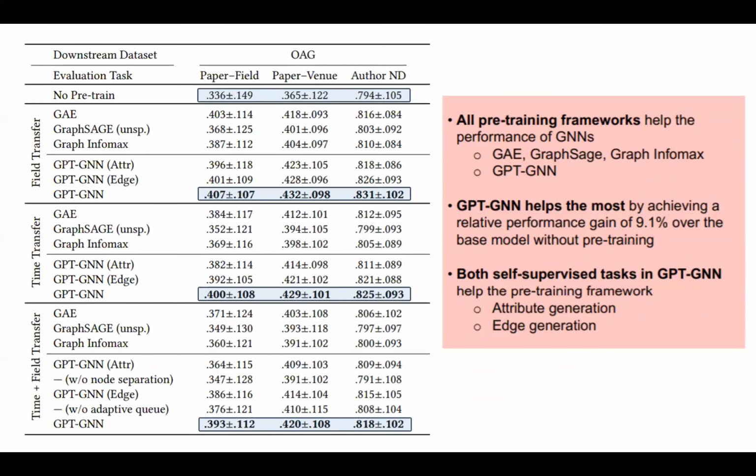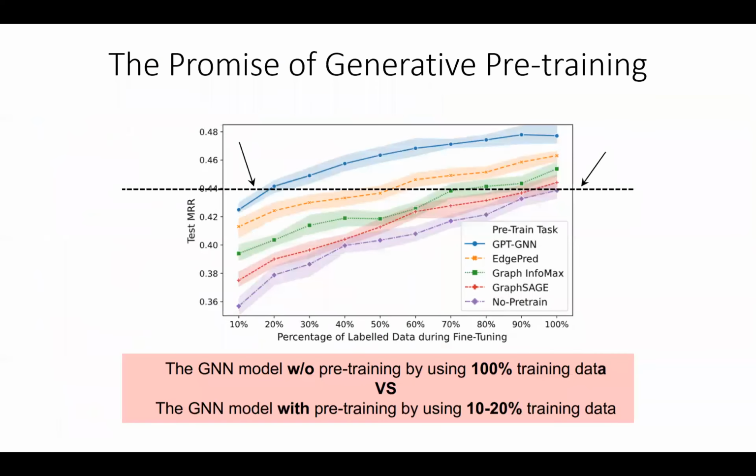Overall, our proposed GPT-GNN consistently enhances the downstream task performance and outperforms other baselines on the different settings, and it achieves a performance gain of 9.1%. The two generation tasks are both helpful, and the combined version is the best pre-training objective. We also evaluate the promise of our proposed pre-training method using different percentages of labeled data. As is shown, GPT-GNN consistently improves the downstream task performance.